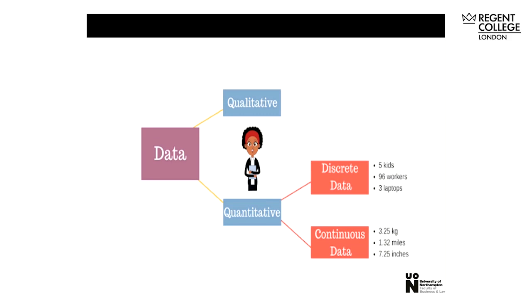But continuous data: how heavy is your bag? Oh, it's 3.25 kilograms, but it could be 3.26 kilograms. How far is your work from home? Oh, it's so close, it's only 1.32 miles. It could be 1.33. How big is your fridge? It's 7.25 inches. I mean, that's too little, obviously it's not a fridge. How long is your hair? It's 7.25 inches. So that's the difference between discrete and continuous data.